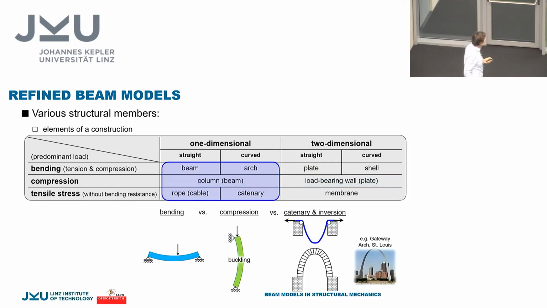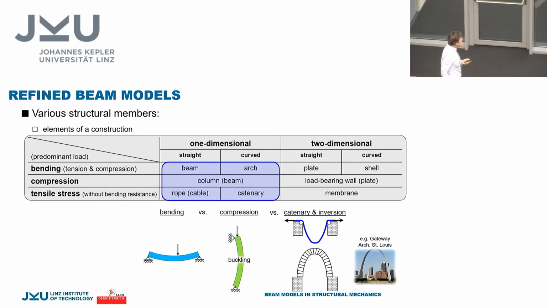So here's a comparison of these elements and these load configurations. A beam is something which deforms under a certain load. But in this case, you don't need a horizontal force to prevent it from collapsing. If you have a beam or a column where the force is in the longer direction, then no significant deformation will occur.